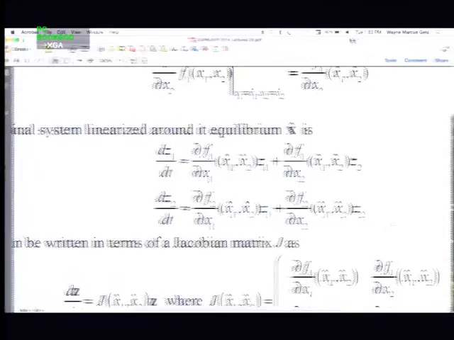if you take a nonlinear system of equations, like dx1/dt is f1 of x1, x2, dx2/dt is f2 of x1 and x2, and you linearize the system by calculating what's called the Jacobian matrix. The Jacobian matrix is this matrix of partial derivatives. It's just called the Jacobian matrix.